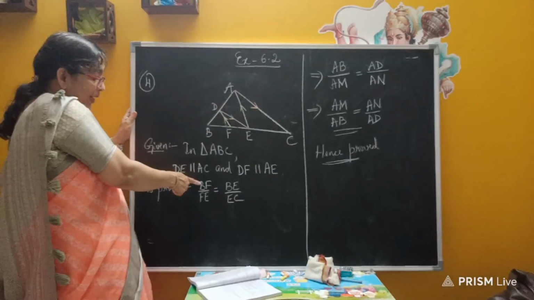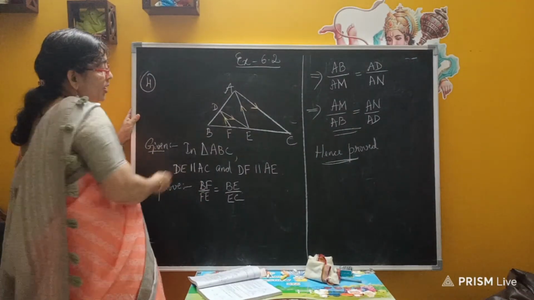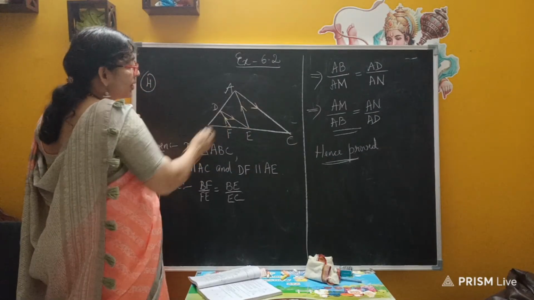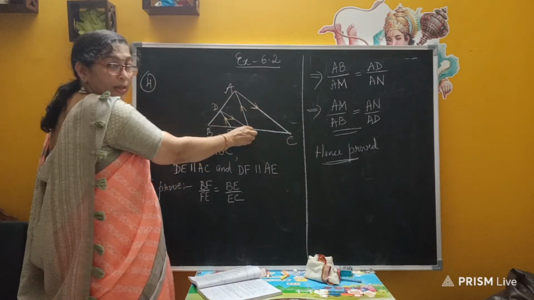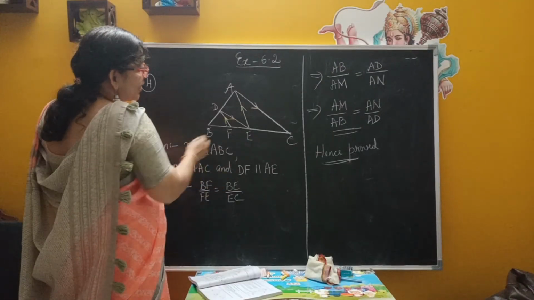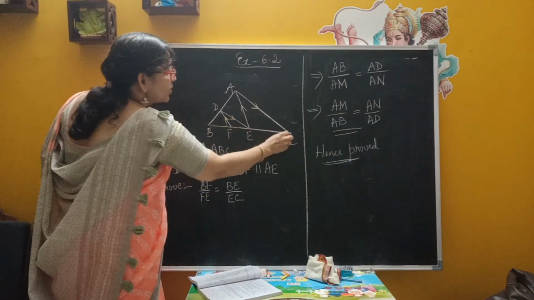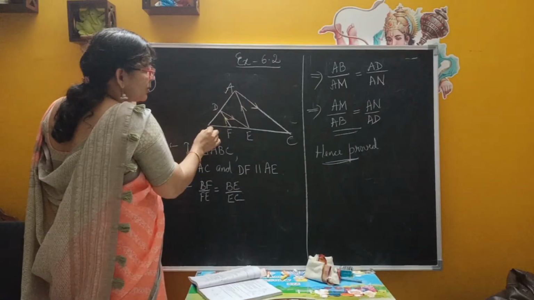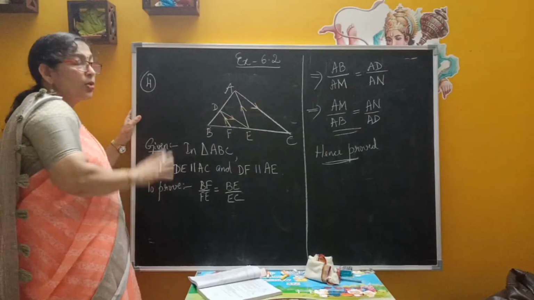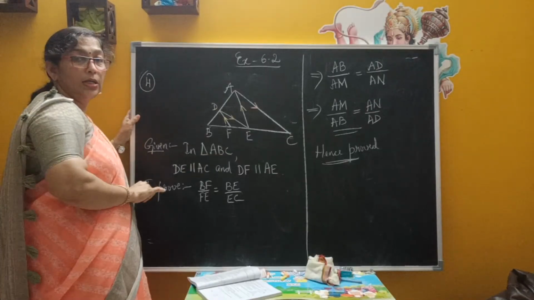Check which triangle contains this part. BF and FE. BF and FE. Okay, so which is the triangle? ABE is the triangle. Okay, see the next one. BE and EC. Where are they? BE, EC. So which is the triangle? Triangle is ABC. Once you see this, you can easily use the basic proportionality theorem.